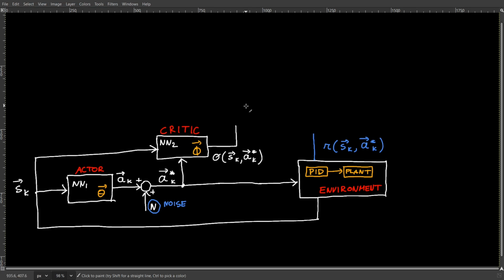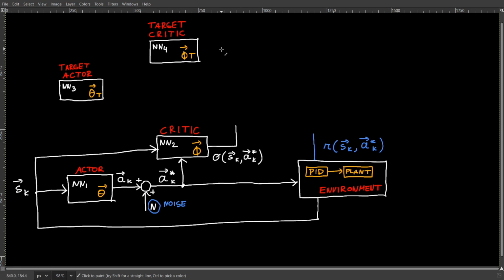However, this is where things become different. In order to compute target Q values, a copy of the actor network and the critic network are created. They're called target actor and target critic respectively. Initially, at the beginning of the training, the weights and biases in the actor and the target actor and the critic and the target critic are made the same.